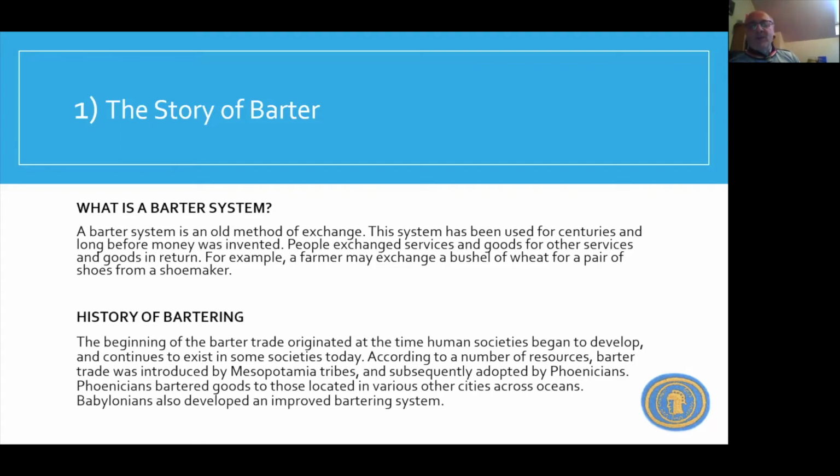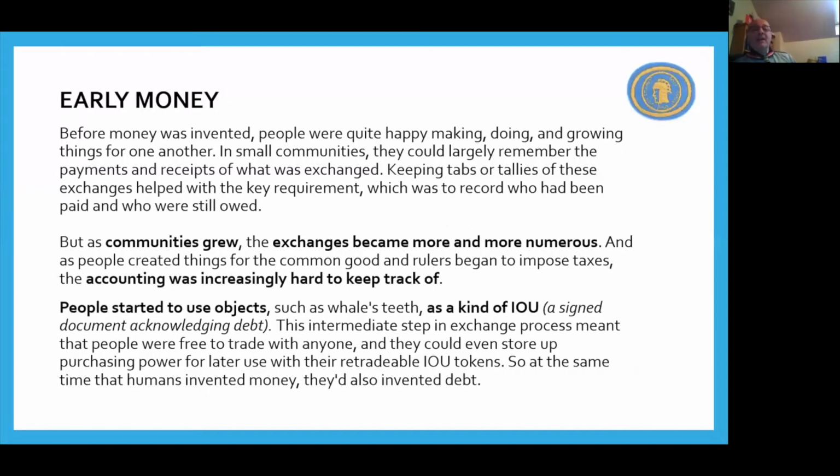It was a system of swapping. And that worked quite well. The Mesopotamians did it, the Phoenicians did it, the Babylonians did it. And that predated money. Before money was invented, people were happy doing, growing, making, swapping. But gradually, things got more complicated. And the more it happened, the more numerous it took place.